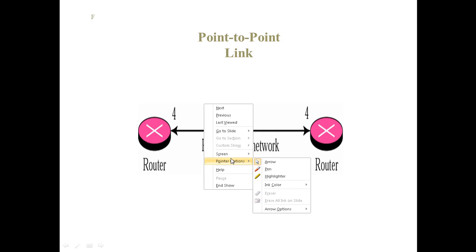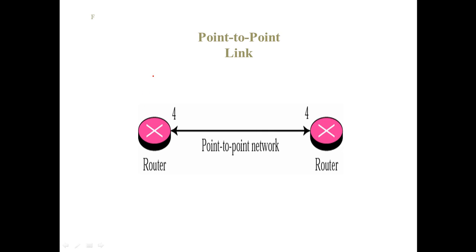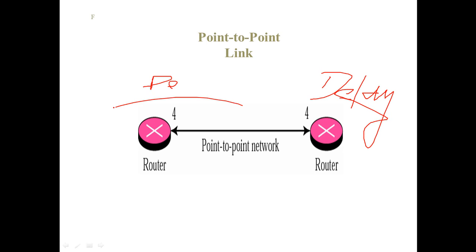So if the metric for this router is, let's say, delay, then a similar metric should be used for this router as well, if they want their information to be exchanged generally and equally. So the metric should be the same as well. This is the example for point to point.